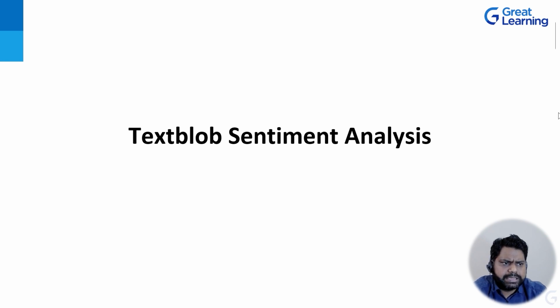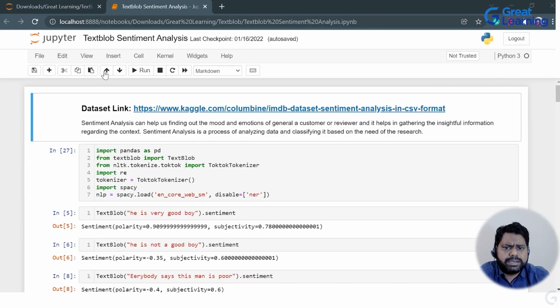Now let's move on to our next topic, that is sentiment analysis with TextBlob. For that, let's jump into our Jupyter notebook. For this exercise, the sentiment analysis on TextBlob, we will be using the IMDb dataset for sentiment analysis in CSV format. You can get this dataset from kaggle.com. You just use this link, kaggle.com slash IMDb dataset analysis in CSV format, and you will get that dataset.